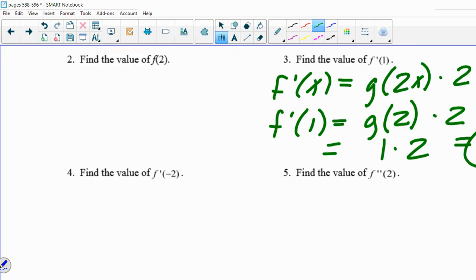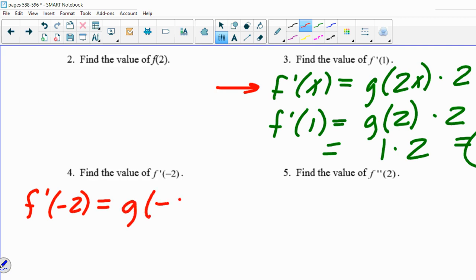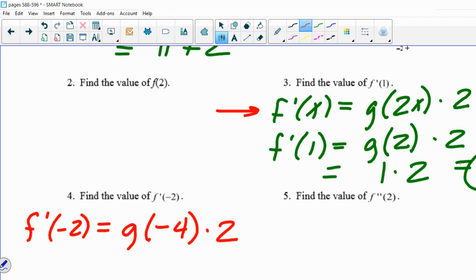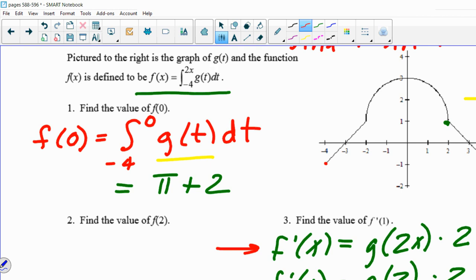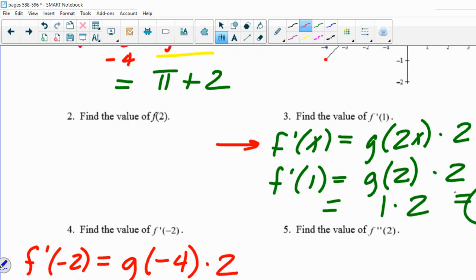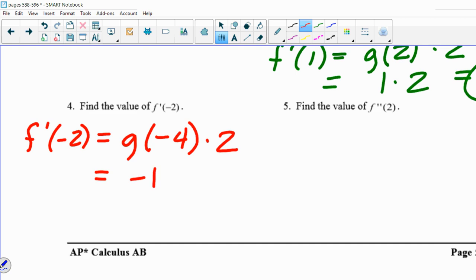F prime of -2. Well, I know what f prime of x is. So f prime of -2 is g of 2 times -2 times 2. Well, g of -4 looks to me like that's -1, eh? So that's -1 times 2, which is -2.